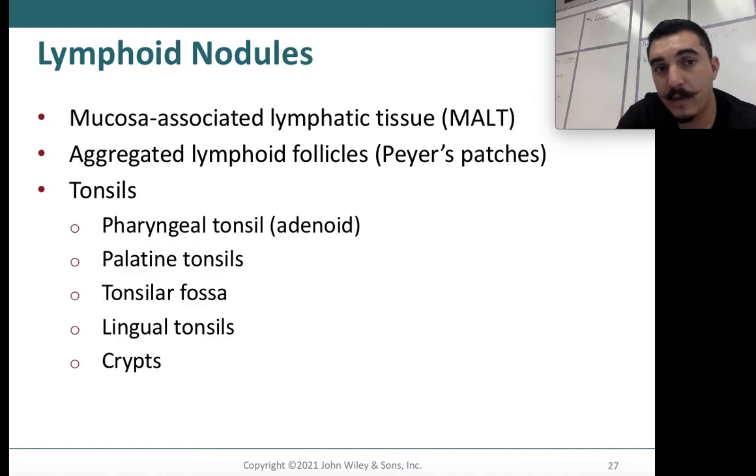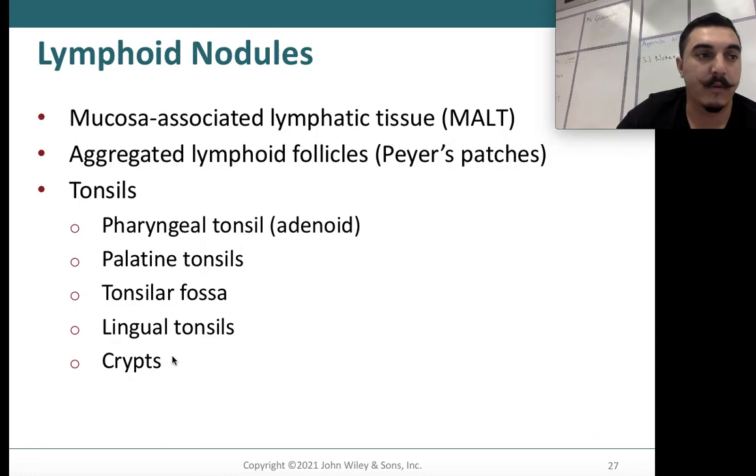Large aggregations of those lymph nodes will be our tonsils, aggregated lymphatic follicles or Peyer's patches in the ileum and in the appendix as well. So we got these areas of accumulation of that lymphoid tissue. Okay, so we have the pharyngeal tonsils, palatine tonsils, tonsillar fossa, lingual tonsils, and the crypts. So different areas where we have these lymphoid nodules. So these are the tonsils.